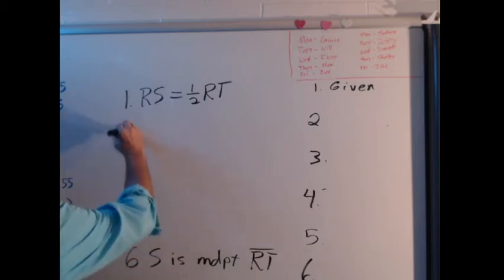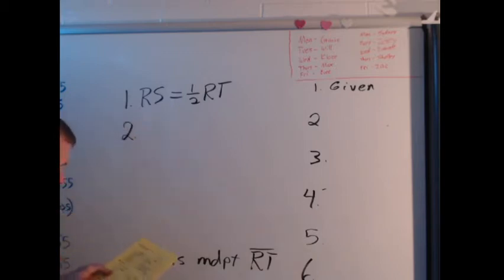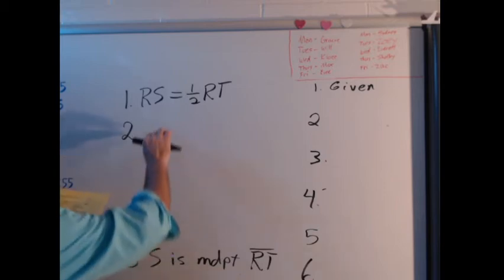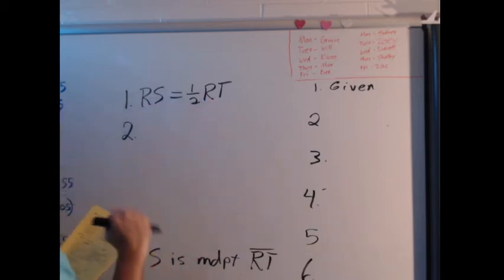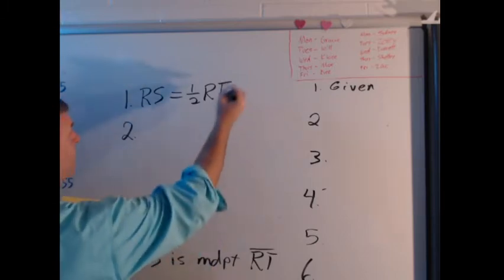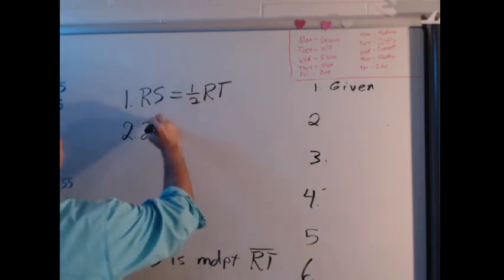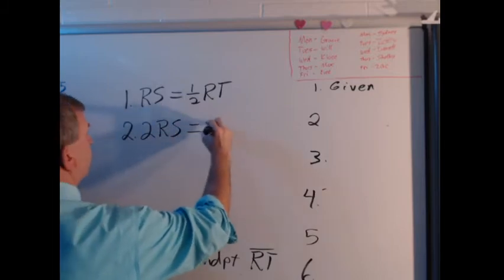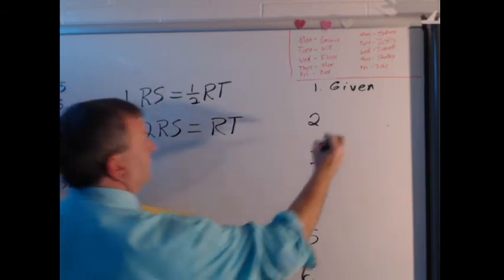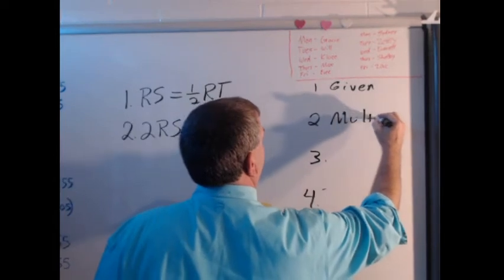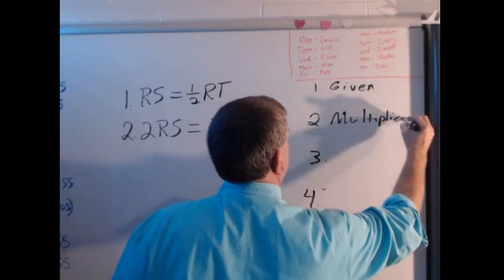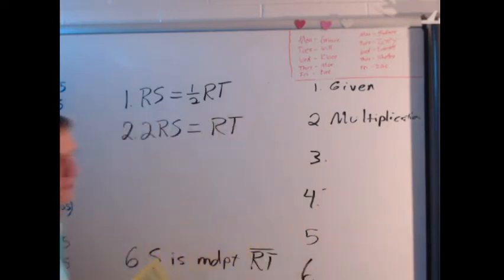So now I drop down to point 2, where basically what I'm doing is bringing this over to here. And the reason why is because I'm trying to get RT by itself. So just like we would any other time, multiply by 2. So if I take 2 times RS, that's going to equal RT. That's just simple multiplication, just like we did with algebra.